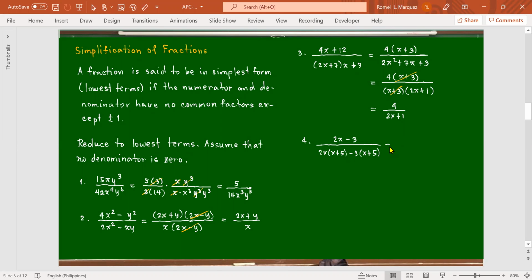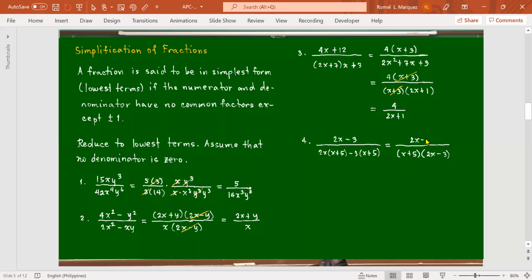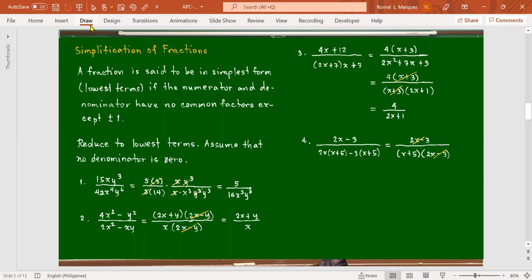So what we do, we try to factor out first the denominator. What is common, guys? X plus 5. Then, for the first term here, what is left? Simply 2x. What about here? -3. Is there a 2x minus 3 factor in the numerator and in the denominator? Yes, no? So I can apply cancellation here. So this is canceled out with this. Okay? So what is now the simplest form? 1 over x plus 5. Is that clear, children?